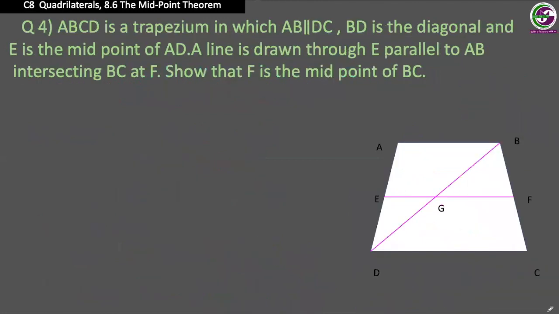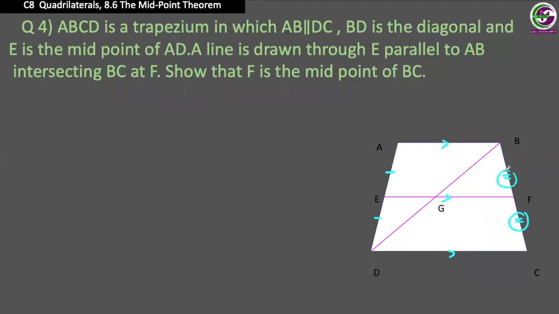Well, moving on to the next example, ABCD is a trapezium in which AB is parallel to DC, BD is the diagonal, and E is the midpoint of AD. These two sides are equal. A line is drawn through E parallel to AB intersecting BC at F. So EF is parallel to AB, which means EF is also parallel to DC because lines parallel to the same line are parallel to each other. Show that F is the midpoint. So we have to show these two are equal.